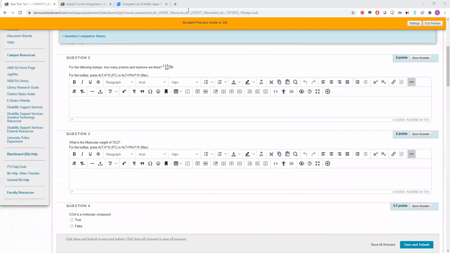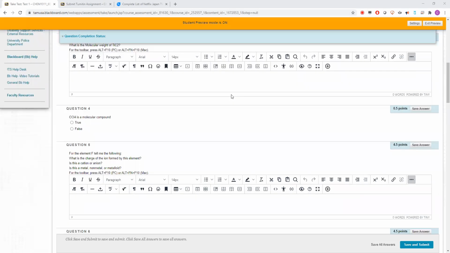All right, number 3, what is the molecular weight of TiC2? All right, so Ti, if we look on the periodic table, Ti, titanium, has a weight of 47.867 plus the weight of 2 carbons. So 2 times 12.011, and that'll give you something like 71. I didn't calculate it out right now, but that is how you do the math.